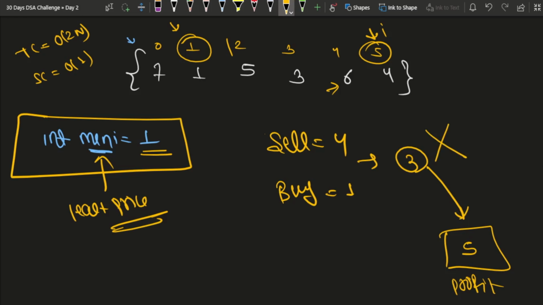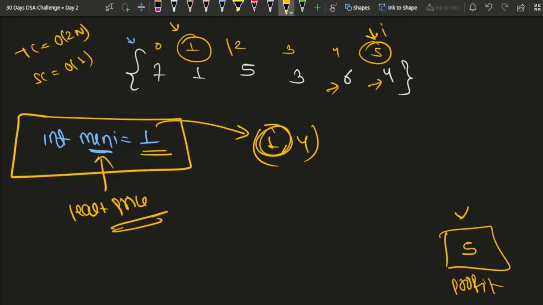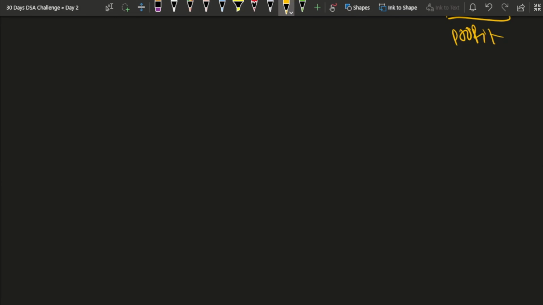And similarly, after performing these operations, we will compare our mini variable, which has 1, and the value stored at index number 5, which is 4. 1 and 4, what is the minimum? Minimum is 1, so it will not update our mini, because in mini we already have 1. I hope this approach is clear in your head. If not, just do a dry run and then you will get familiar with it.